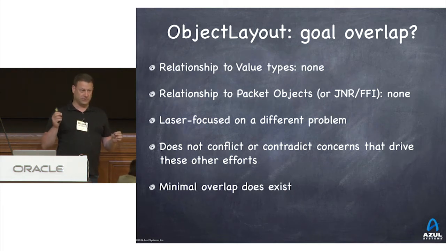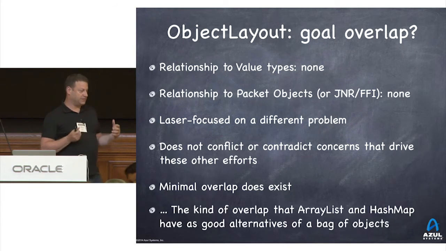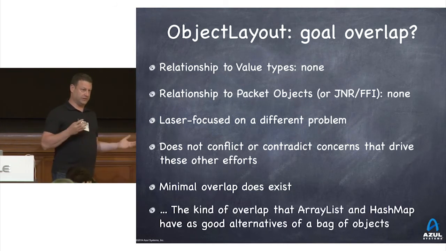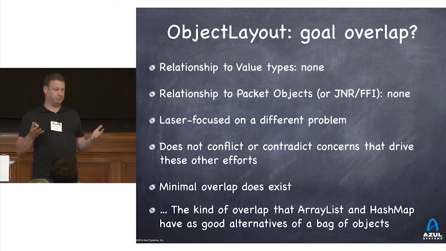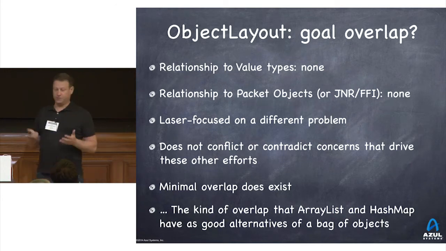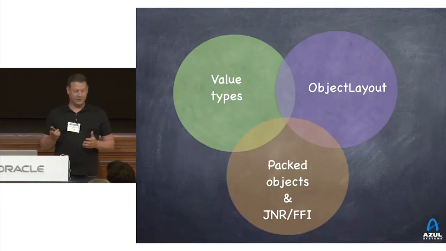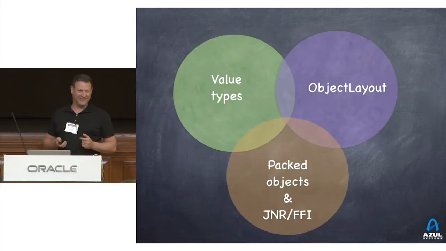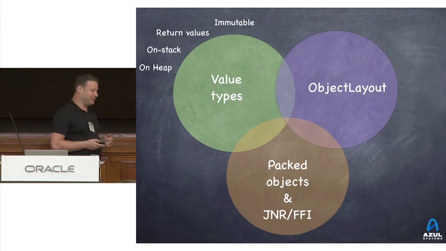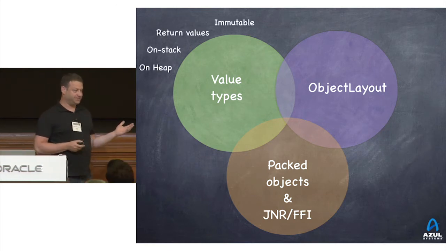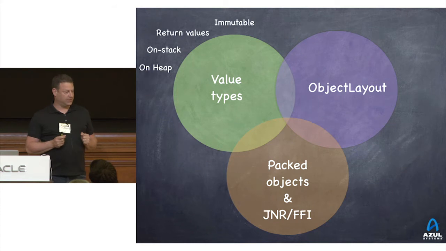We can do something in all these three things that is probably similar, but that's about the same as the overlap between an array list and a hash map. You can put objects in both of them, but they have different purposes and they're optimized for different things. Looking at it pictorially a little, because I've had a little time to hack on this while I was listening, value types are focused on these things, the way I see them.